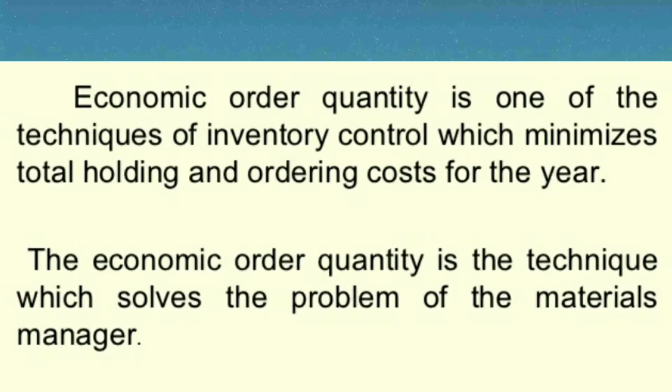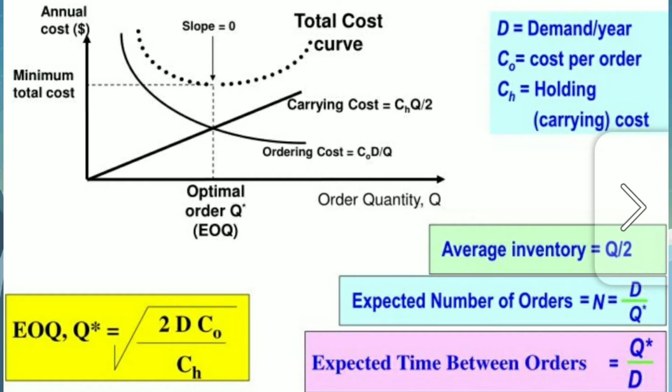Now economic ordering quantity is one of the techniques of inventory control which minimizes total holding, that is total storage, and ordering costs of the year. So EOQ is a technique which solves the problem of the material manager. You can very well see the formula. Economic ordering quantity is the square root of 2 into D, where D stands for demand or annual consumption, into CO. CO stands for ordering cost and CH stands for holding cost, which is also called carrying cost.